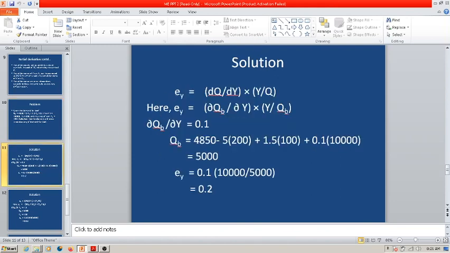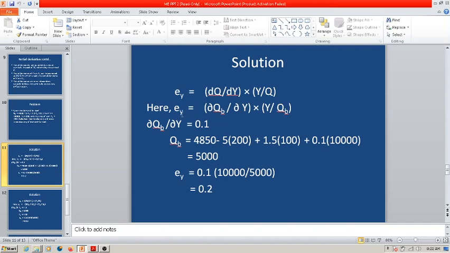Looking at the solution, first of all we want to calculate the income elasticity. In the previous case where income alone was given as the independent variable, we might have used dQ/dY into Y/Q. That is the single variable function where income is the only variable, and we might have calculated elasticity using this expression. Now the situation is different. It is a case of a multivariable function where income is only one of the independent variables influencing quantity demanded, along with the price of the commodity and the price of a related commodity.